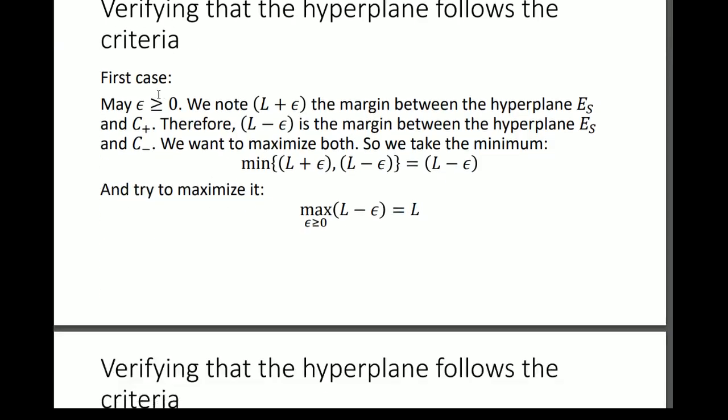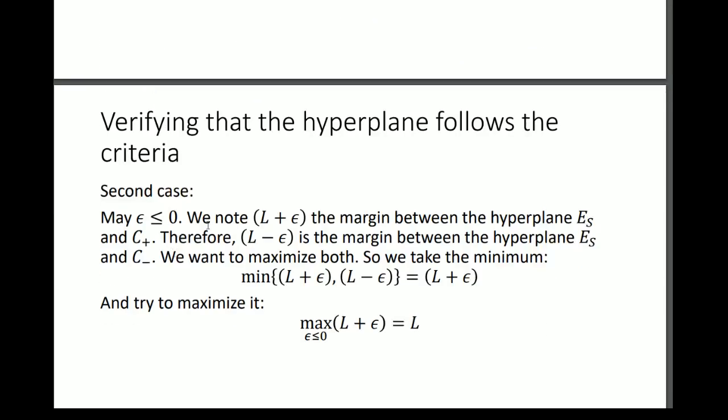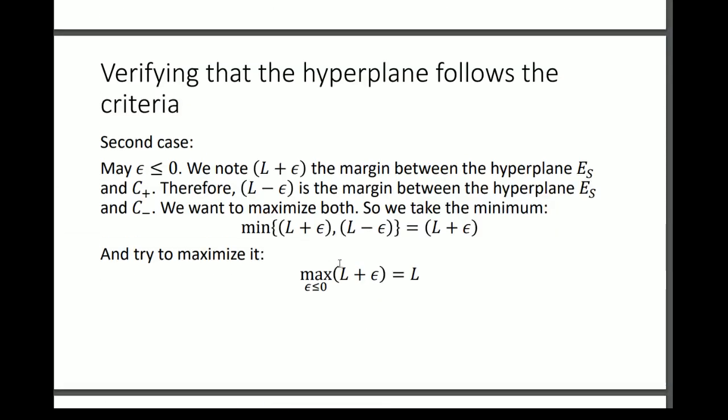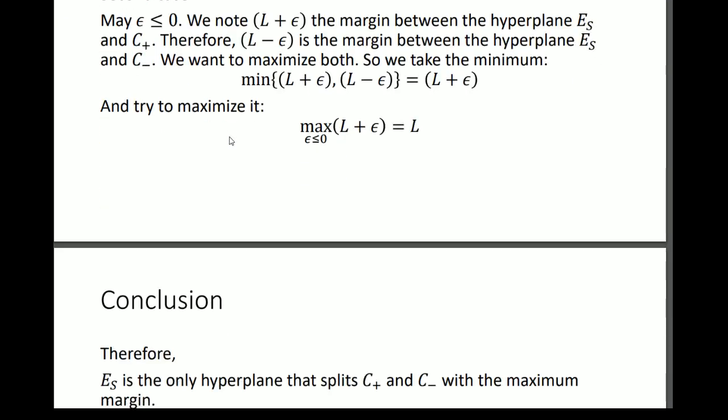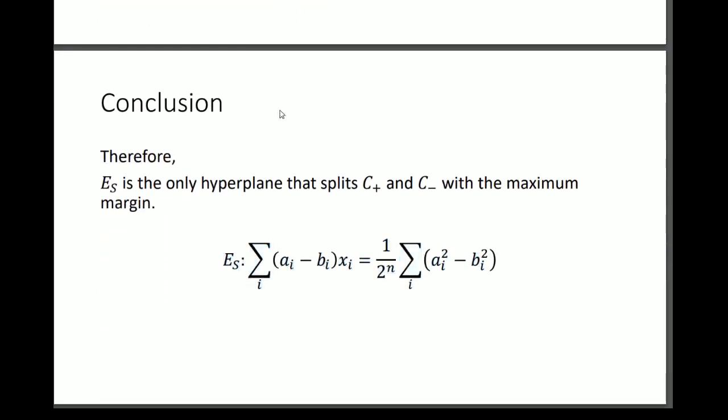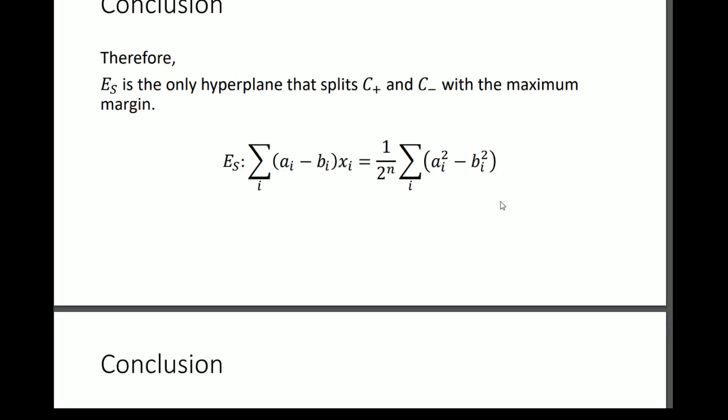Now the second case with epsilon negative, so we do the same hypothesis, except that now L plus epsilon is the minimum because epsilon is negative, and when we maximize it we get L. So that's our conclusion, because if there is a maximum margin condition, then it verifies the one we calculated earlier, and we have proved the uniqueness, that it exists and that it's unique. So this hyperplane is unique and it's sufficient to draw the maximum.